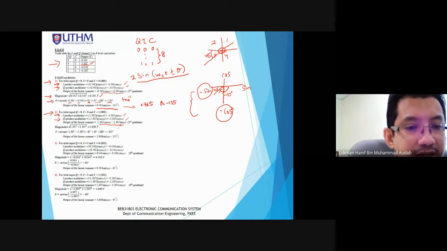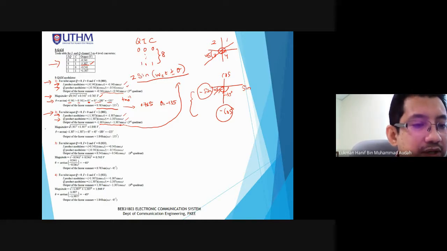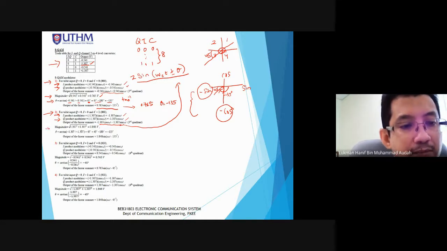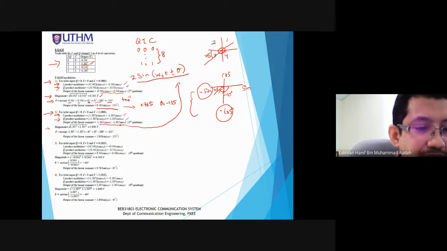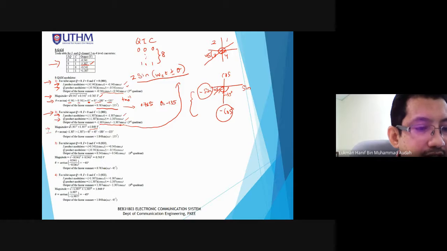So saya nak ringkaskan dia kepada bentuk Z sin omega CT plus theta. So kita nak ringkaskan ini seperti persamaan sin sebelum ini. Okey. Apa yang kita perlu buat? Kita perlu cari magnitudenya adalah bersamaan dengan 1.307 square plus 1.307 square. Ini sebenarnya ada negatif. Bila kuasa 2 dia jadi positif lah. So dia akan jadi 1.848 volt. And what about the theta? What is the angle? The angle is arctangent amplitude of the sine divide with amplitude of the cosine. So we get 45 degree again.